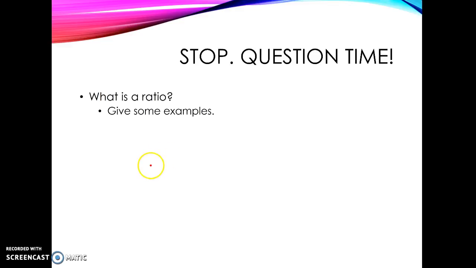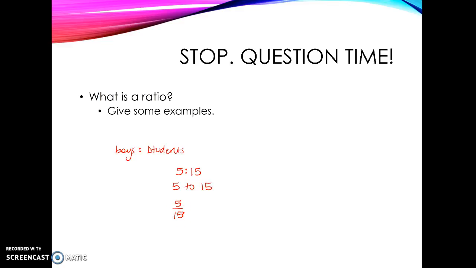So a ratio is going to be like a fraction, and it may say, let's say, number of boys to students in the class. Sorry. So if we're in a class of 15 and there's 5 boys, we could say 5 boys to 15 students, or 5 to 15.